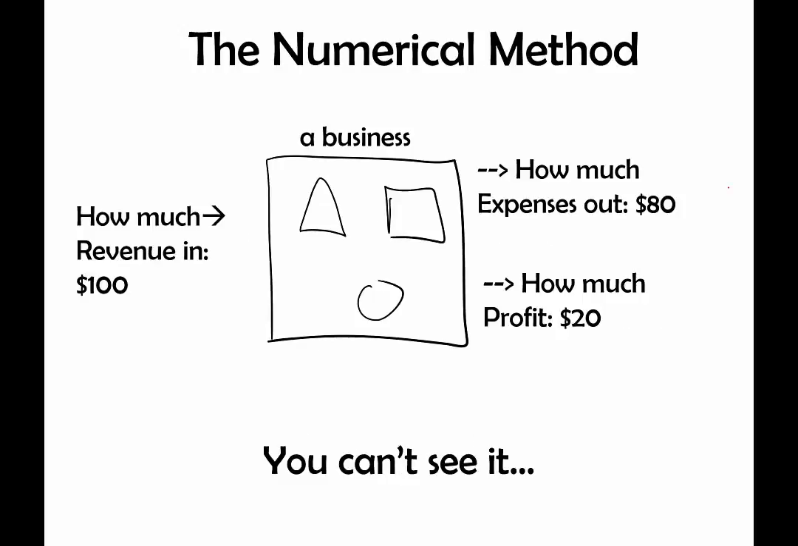In a business, the money that comes in is called revenue, and the money that goes out is called expenses. The money that's left over is called profit. Suppose you had a business that brought in $100 in revenue in a year, and suppose you spent $80 operating the business. And that leaves you with a profit of $20. So that's the math. But the problem is you can't see it.